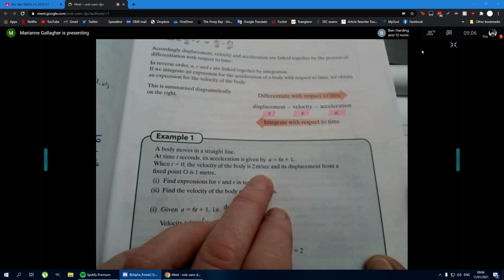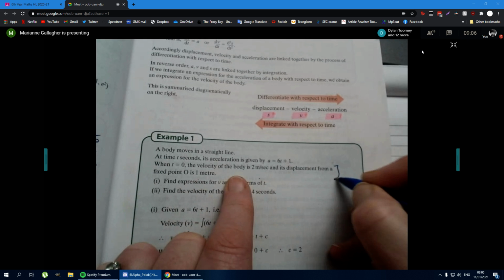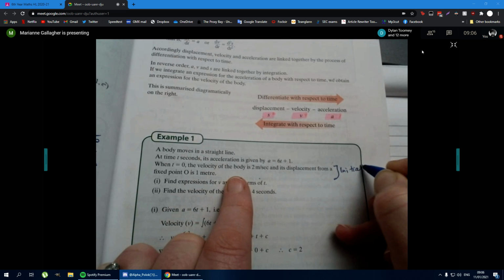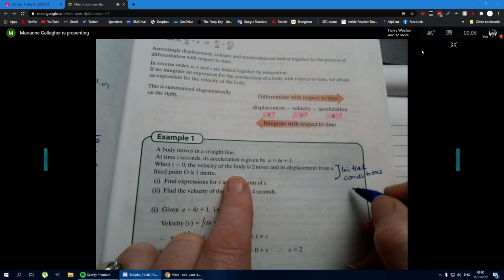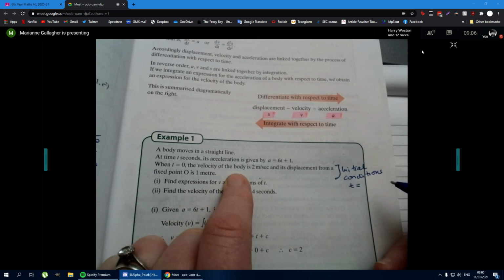So for example, when a body moves in a straight line, at time t, its acceleration is given by a is equal to 6t plus 1. So when you're doing a question, first thing you want to write down is the information you have. So a is equal to 6t plus 1. Write that down. When t is equal to 0, the velocity is 2 meters per second. This is your initial conditions. Initial means the starting conditions. And that means, what can I say about the time there? What does time equal there?